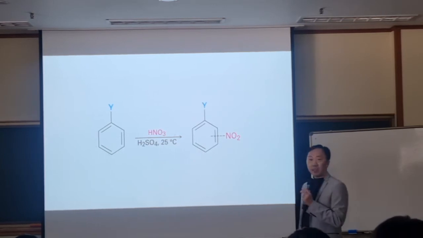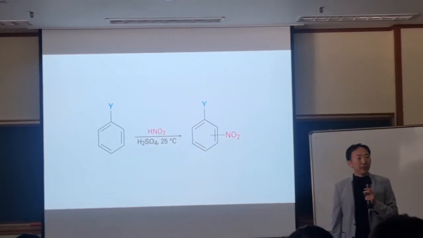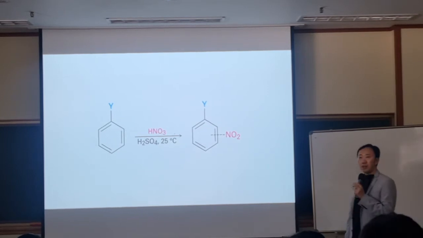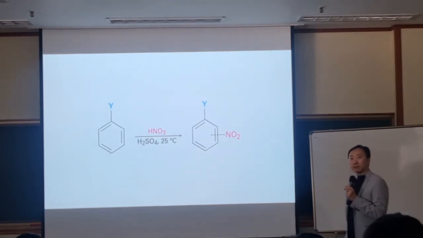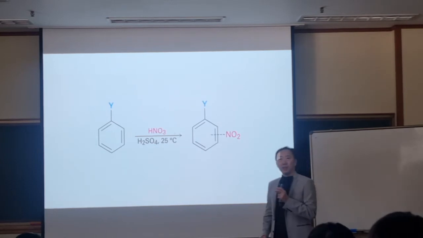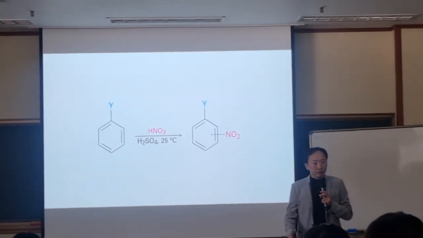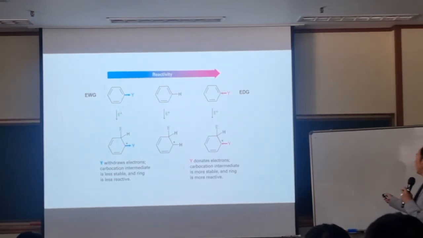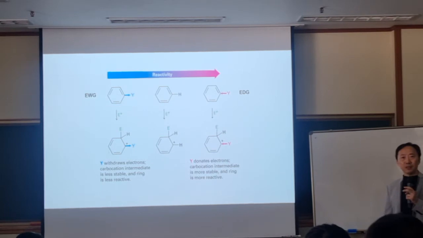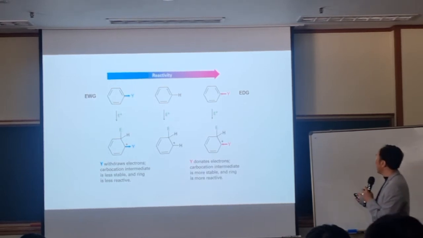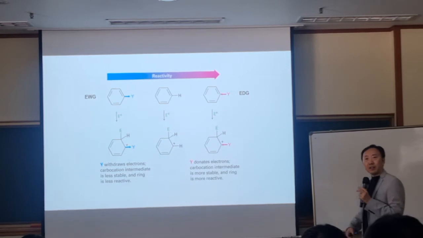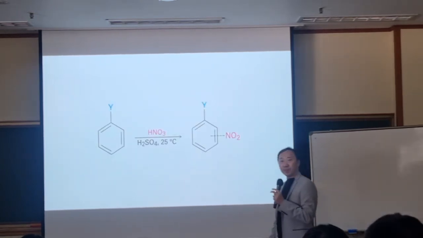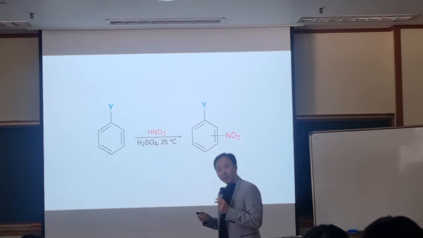This product you can expect is a nitration, right? NO2 you expect. Now, this reaction compared to benzene, there are several things we can consider. Now, this Y group, if this is electron donating group, electron withdrawing group, electron donating group, usually be the right like this way, EWG, electron withdrawing group, electron donating group. If you donate electron to the benzene, what do you expect? The reaction speed is faster or slower?